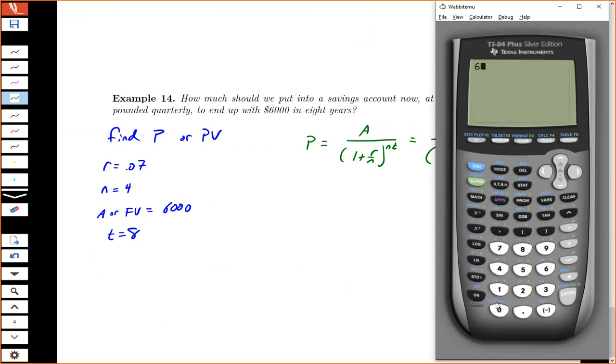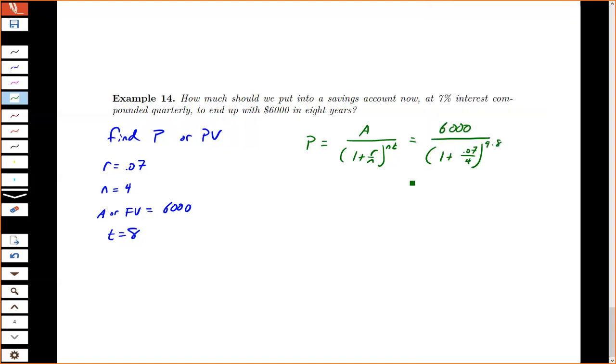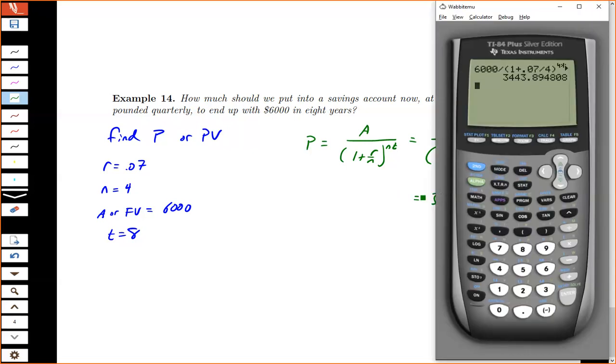Okay. So 6,000 divided by parentheses 1 plus 0.07 divided by 4, close the parenthesis, to the power of 4 times 8. And we get $3,443.89. I already forgot the number. $3,443.89.